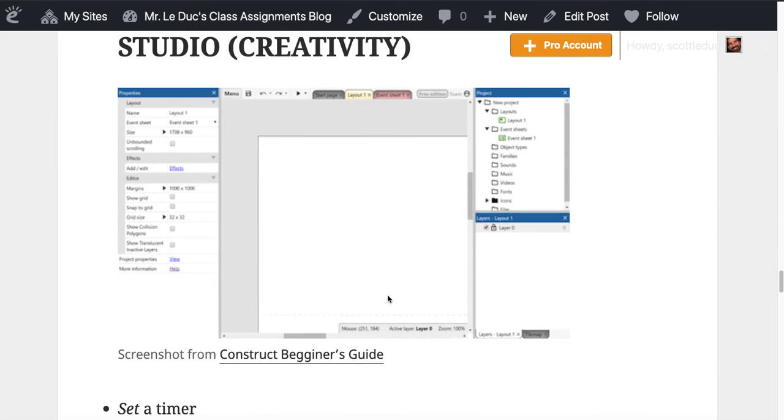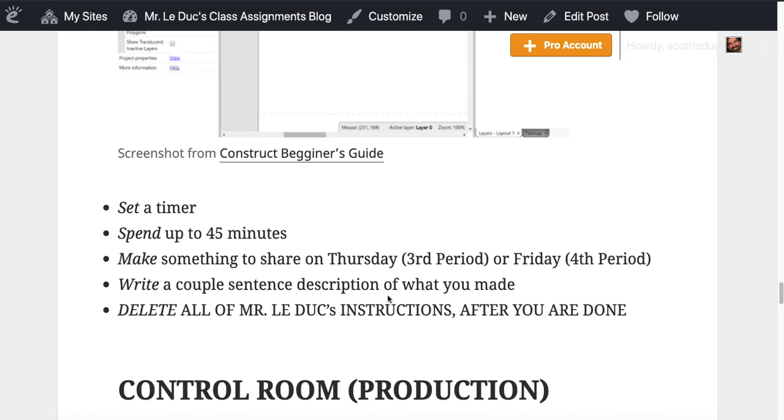In the studio, I want you to go into Construct 3 and create some stuff. So set a timer for 45 minutes and go in and play around. If you don't finish, that's fine. The timer rules you. When the timer's done, write a little description here about what you did. And I'm going to want you to share something on Thursday or Friday, depending on which class, into a discussion board that we have in our week 11 Schoology folder.